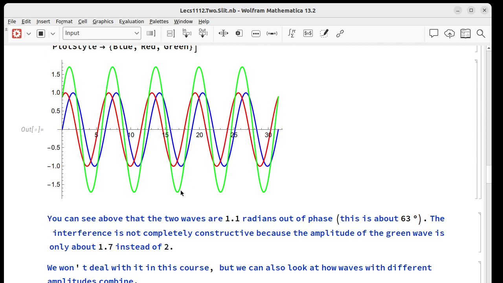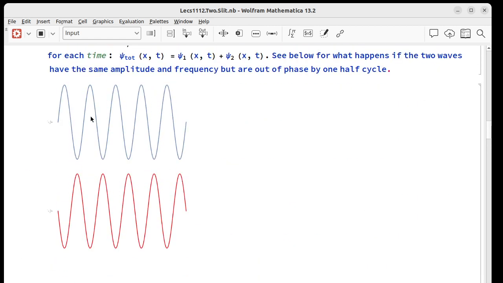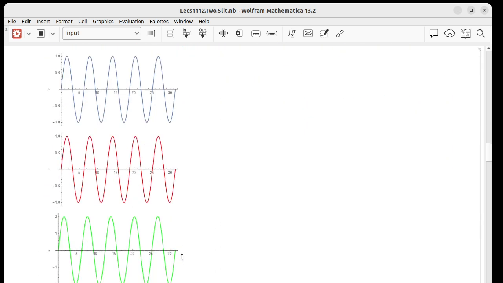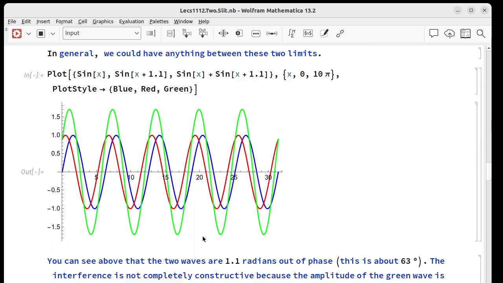The waves here are drawn about 1.1 radians out of phase. Remember, there are 2 pi radians in a complete cycle, so this is the same thing as being about 63 degrees out of phase. These guys were 180 out of phase, or pi radians out of phase. These are completely in phase, so 0 degrees, 0 radians, however you want to think of it. What we see here, this interference is constructive, is not completely constructive, because the amplitude of the green wave here is not twice the individuals, it's about 1.7.